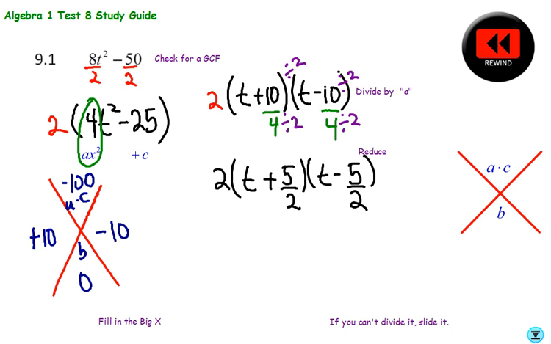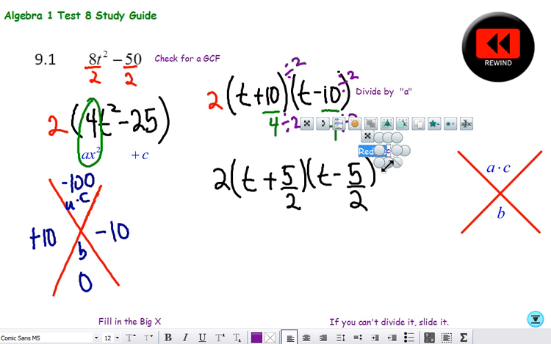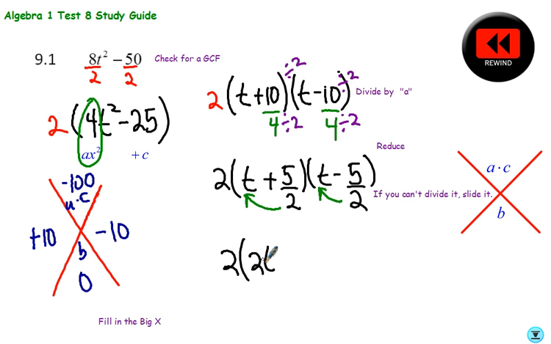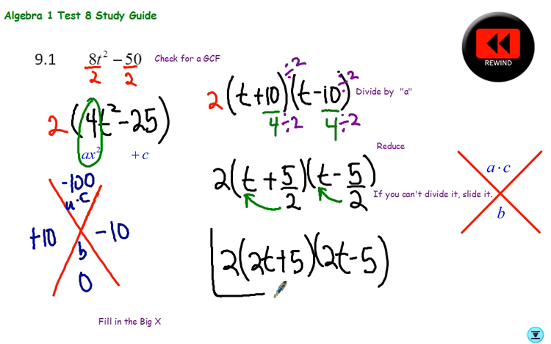Now this is our last part of it. Now that we've reduced, now we can slide it. So let's go ahead and slide it on over. Slide the 2, slide the 2. So 2 times 2t plus 5 times 2t minus 5. Now don't write squared, right? Because they're not identical. A 2t plus 5 is not the same thing as a 2t minus 5.